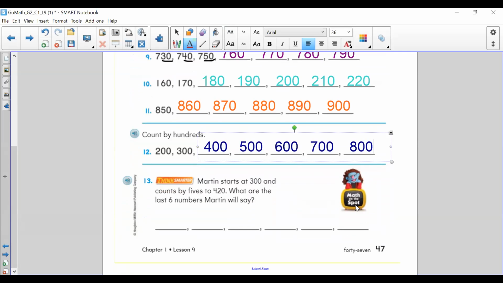Okay, for math on the spot, we're going to check with the puppets. So let's keep our papers handy while we watch math on the spot, and we can write in the answers with the puppets. So it's going to be the same problem. Martin starts at 300 and counts by fives all the way to 420. What are the last 6 numbers? Martin will say, how can we figure that out? Well, let's find out.